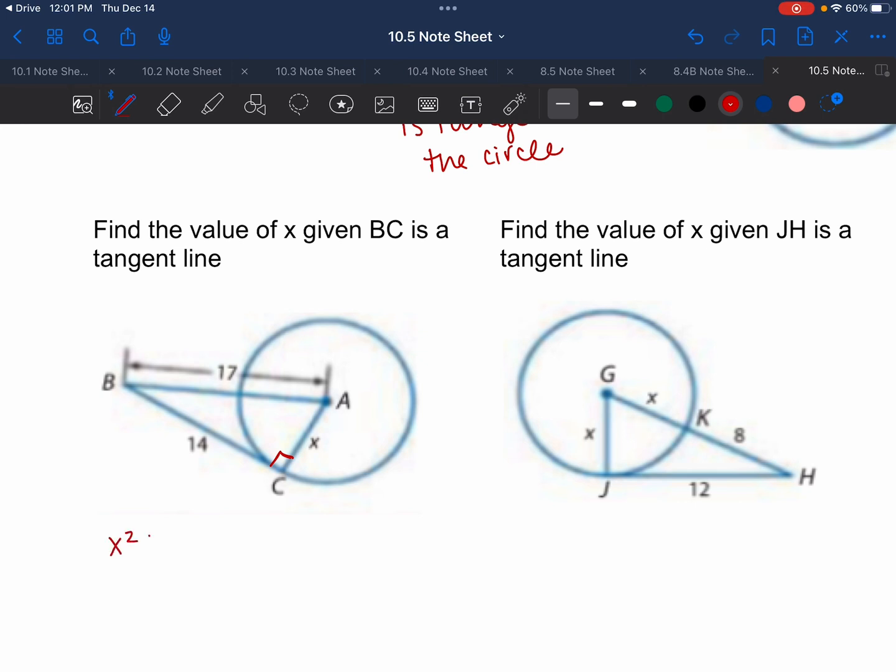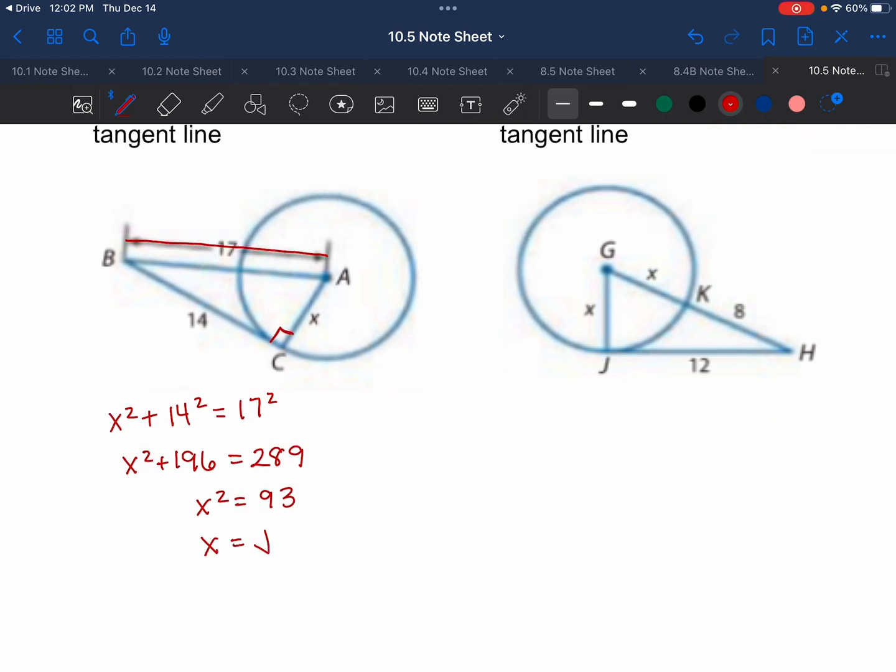So we use the Pythagorean theorem again and put in x for one of the legs. So x squared plus 14 squared equals, and we have the entire hypotenuse this time, so 17 squared. x squared is just x squared plus 196 for 14 squared equals 289. Subtract 196, get x squared is 93. So then x equals the square root of 93. We cannot reduce the radical, but if we were to round it to the nearest hundredth, we would get x is 9.64.